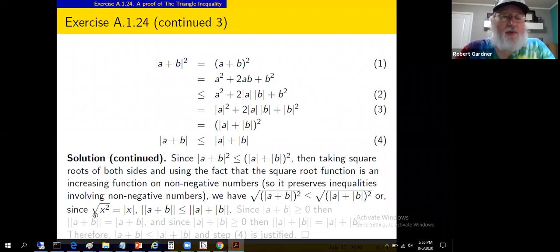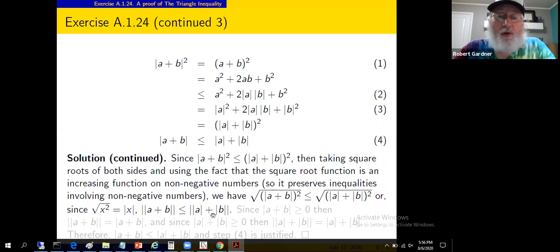Now, the square root of x squared equals the absolute value of x. We made that observation in the note before we started this. So here we've got the square root of something squared, and here we've got the square root of something squared. Well, that's the same as the absolute value of the something. The something is the stuff in the parentheses on both sides. So we get the absolute value of the absolute value of a plus b, and on the right-hand side, the absolute value of the absolute value of a plus the absolute value of b. So you get these absolute values picked up.